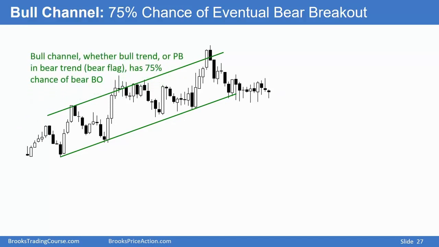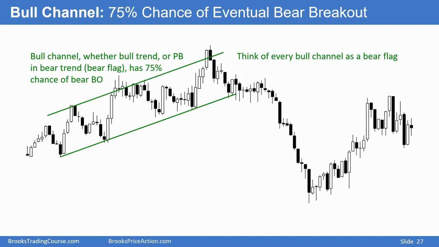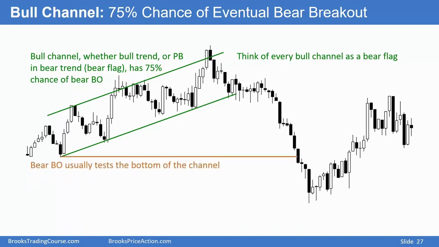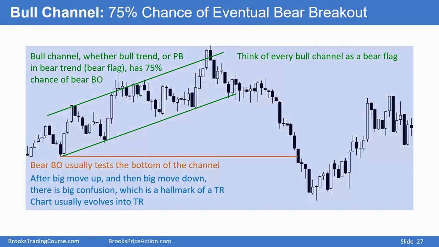So I always think of every bull channel as a bear flag, expecting a bear breakout and a conversion into a trading range, sometimes into a bear trend, as it was here. And usually the market tries to test the beginning of the channel, which is down here. And you can see it fell below the bottom of the channel before the buyers came back. And so typically you get a bull channel and then a bear breakout and a conversion into a trading range. And at that point, the market decides whether to break out again to the upside or to the downside.